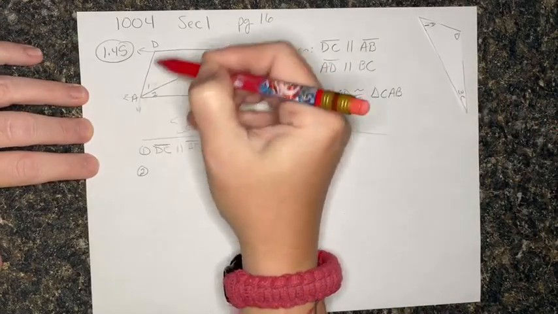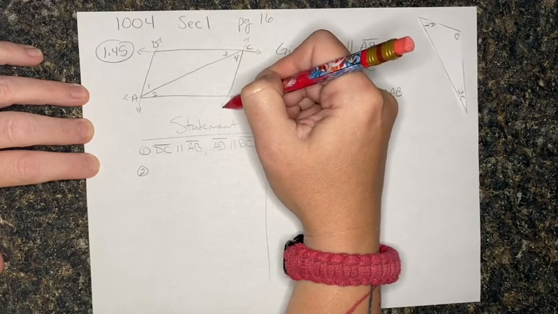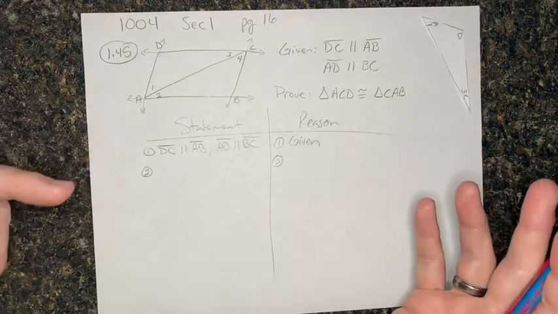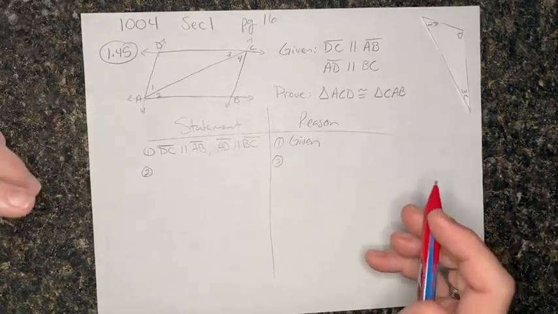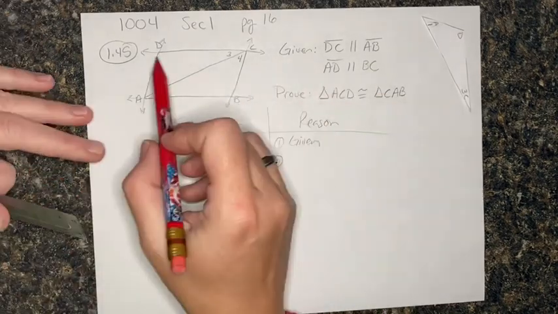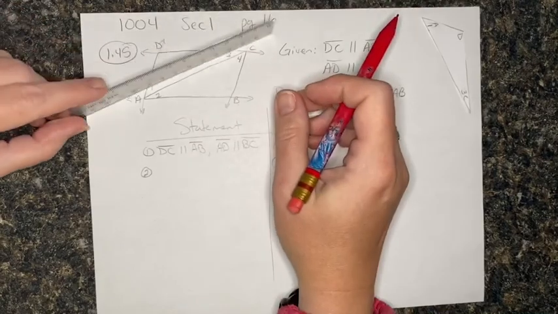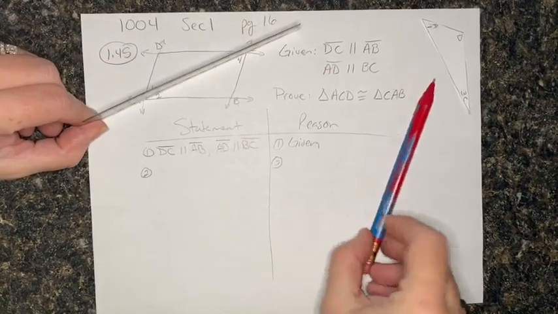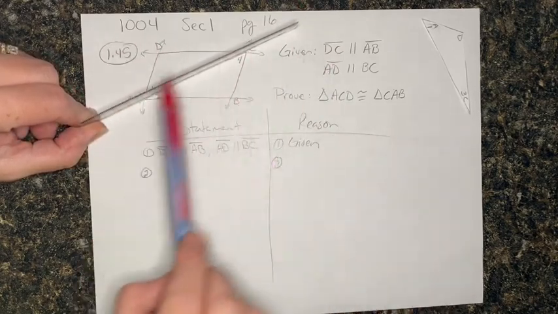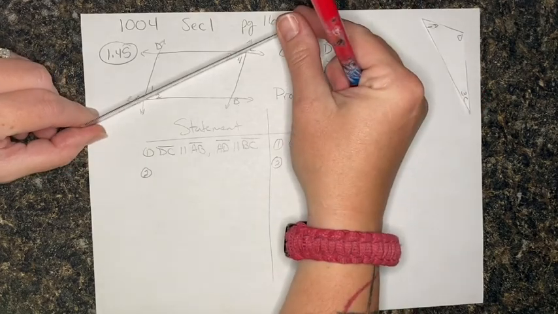I'm just extending these to show their parallelism. I'm going to extend this over here. I'm not going to mark that on my proof because I'm not making auxiliary lines. I'm just visualizing it differently. So looking at it like that, I'm going to grab my ruler. DC is parallel to AB. So this line here is a transversal, right? It crosses DC and AB. When it does that, what does it create?